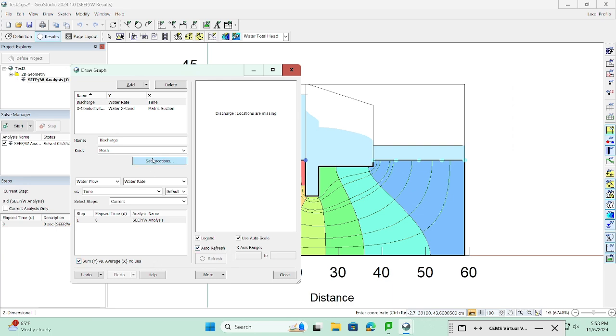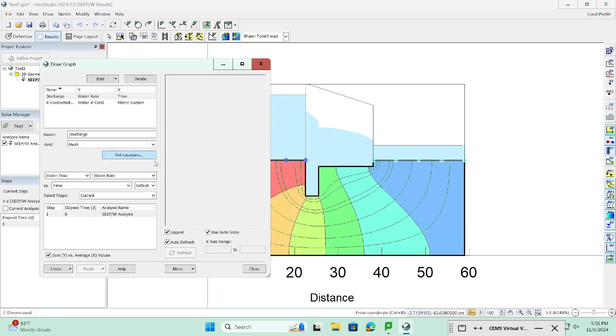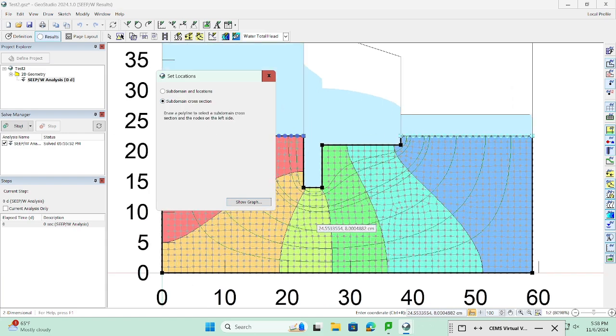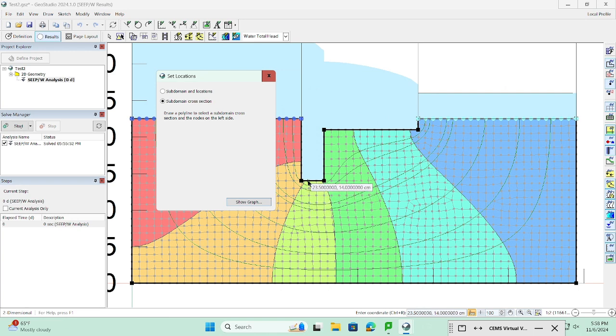Okay, and then you can click on set locations. Okay, and draw and change this to be subdomain cross section. And you can draw from top to bottom or bottom to top. The only difference will be the sign of the value. So if the water is entering the system, this is negative. If the water is leaving the system, this is positive.